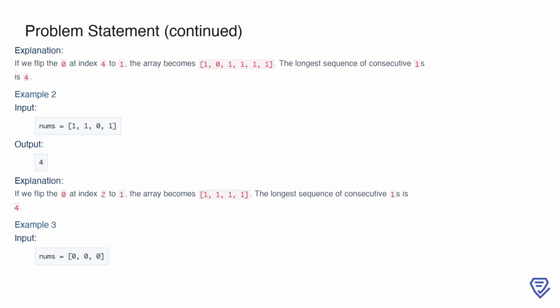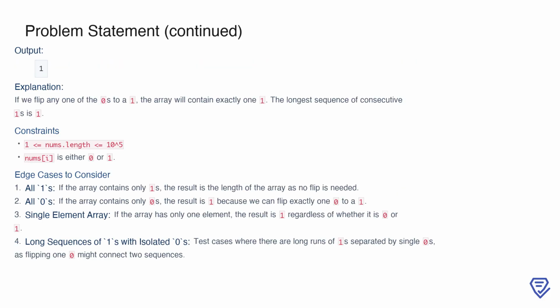In the third example, the input is 0 0 0 0. Here, no matter which 0 we flip, we can only achieve a streak of 1 consecutive 1, making the output 1. These examples help illustrate how flipping a single 0 affects the streak of ones, and our goal is to maximize that streak. There are some important edge cases to consider.